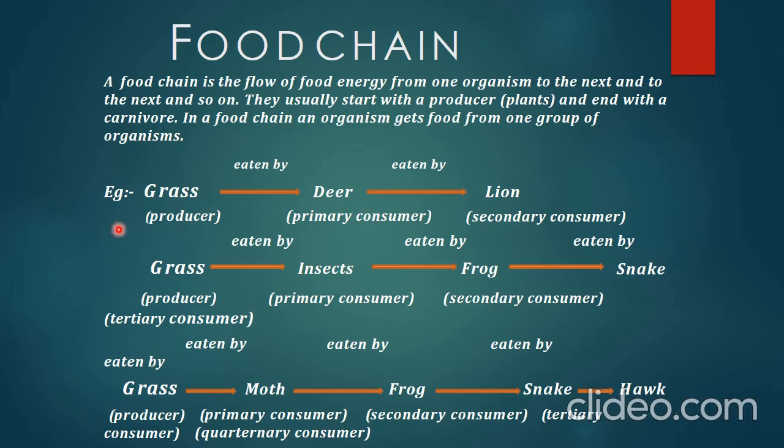So grass here is a producer which is eaten by deer, which is a primary consumer, and which is eaten by lion, which is a secondary consumer. Second example is grass, insect, frog, and snake. So here grass is producer, then insect is primary consumer, frog is secondary consumer, and snake is tertiary consumer. Next is grass, moth, frog, snake, and hawk. Here grass is the producer, moth is the primary consumer, frog is the secondary consumer, snake is the tertiary consumer, and hawk is the quaternary consumer. So these are the examples of the food chain.